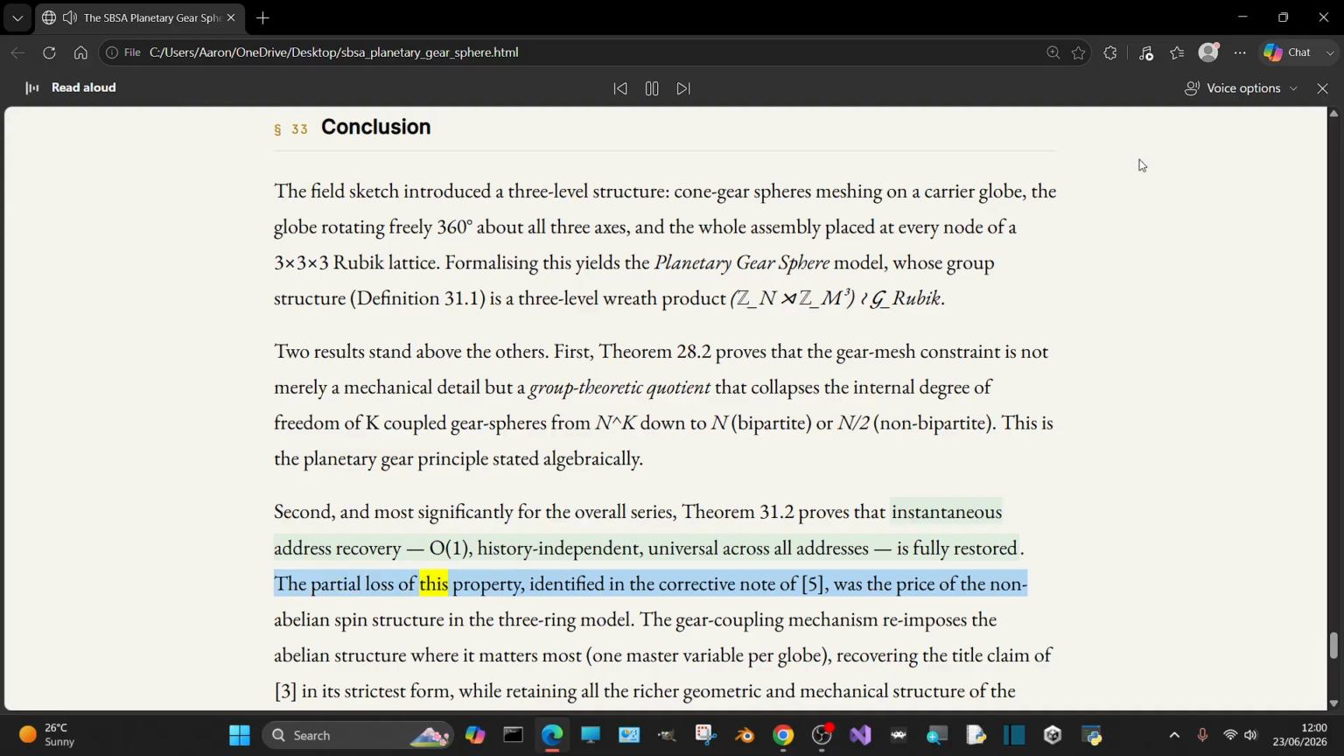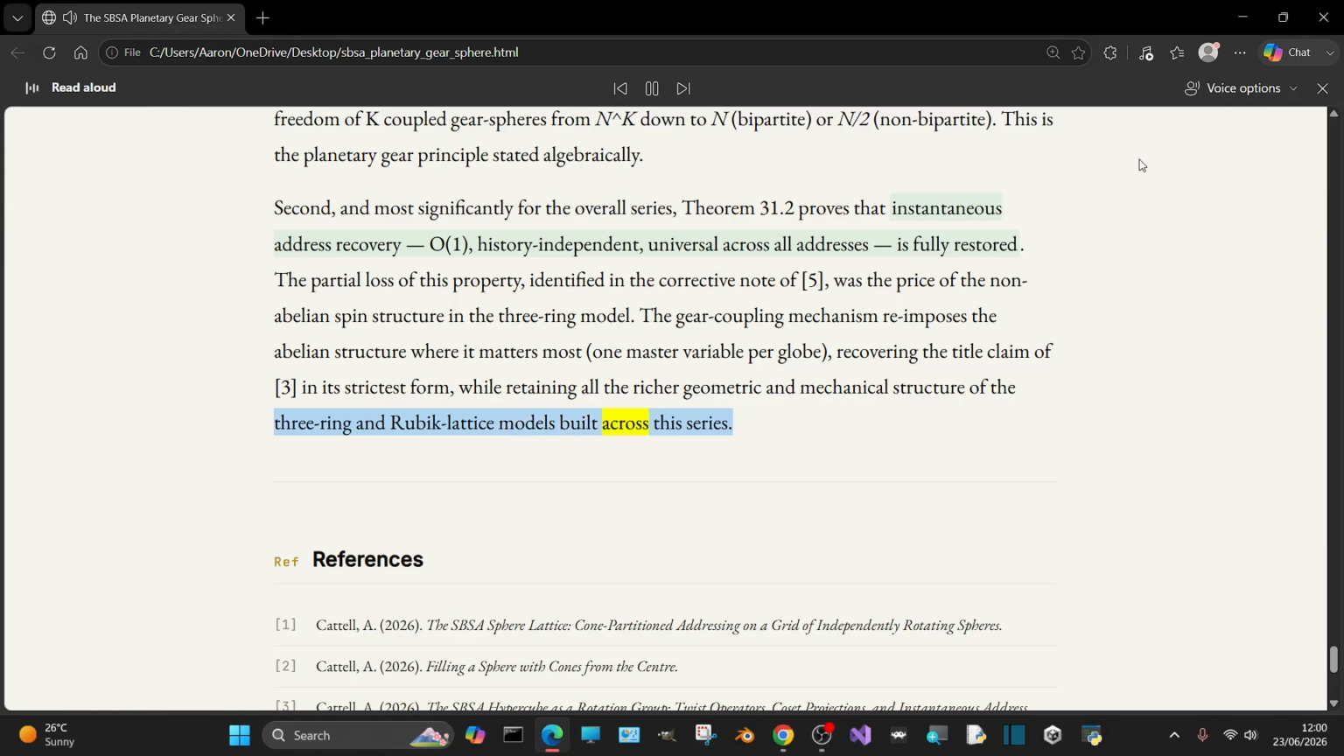The partial loss of this property, identified in the corrective note of A5, was the price of the non-abelian spin structure in the 3-ring model. The gear coupling mechanism reimposes the abelian structure where it matters most, one master variable per globe, recovering the title claim of 3 in its strictest form, while retaining all the richer geometric and mechanical structure of the 3-ring and Rubik lattice models built across this series.